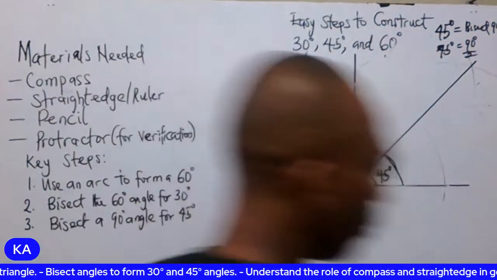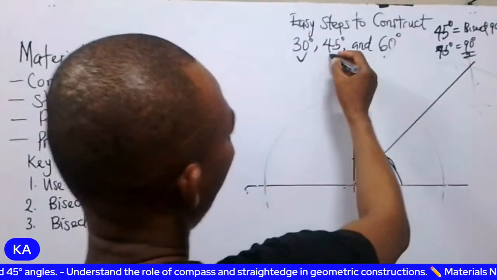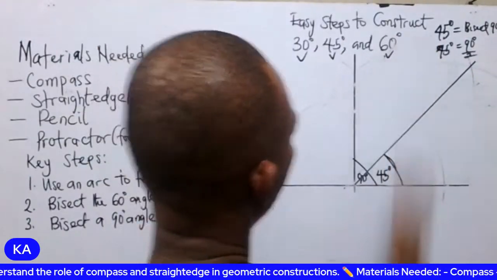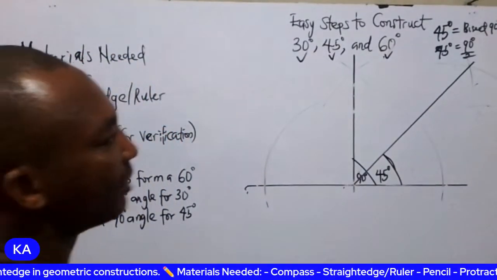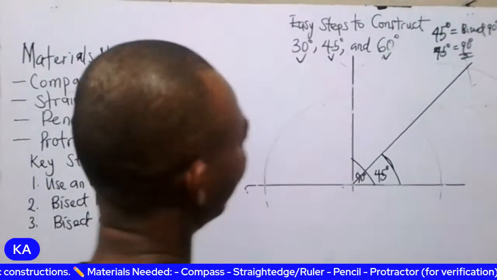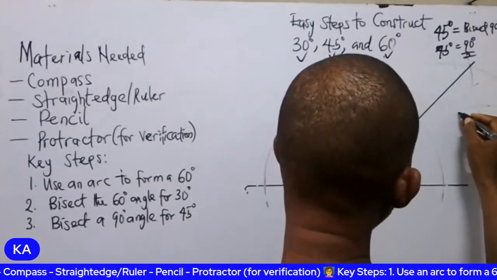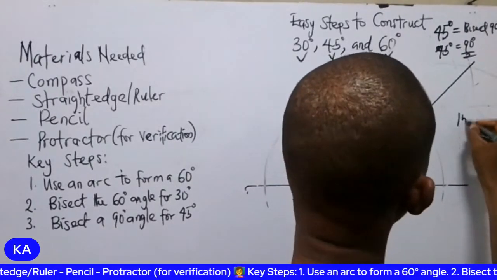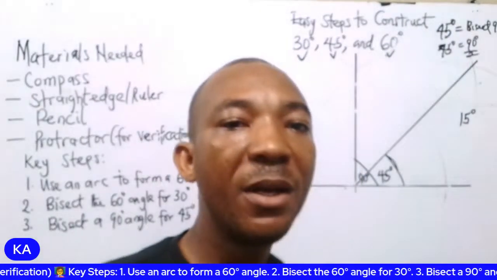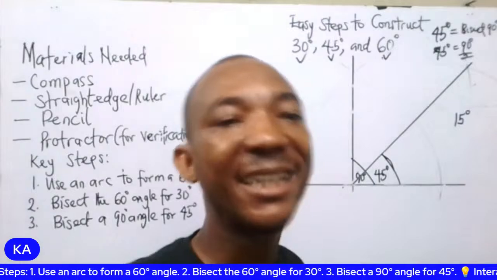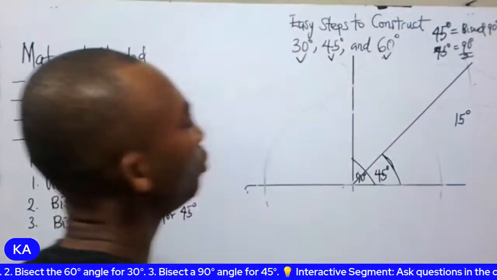With this, we have been able to construct angle 30 degrees, angle 45 degrees, and angle 60 degrees. So I'm going to give you an assignment. The assignment is that you are going to construct angle 15 degrees for me. Yes, someone said angle 15 degrees will just be a bisection of 30 degrees. That's good. You are right.